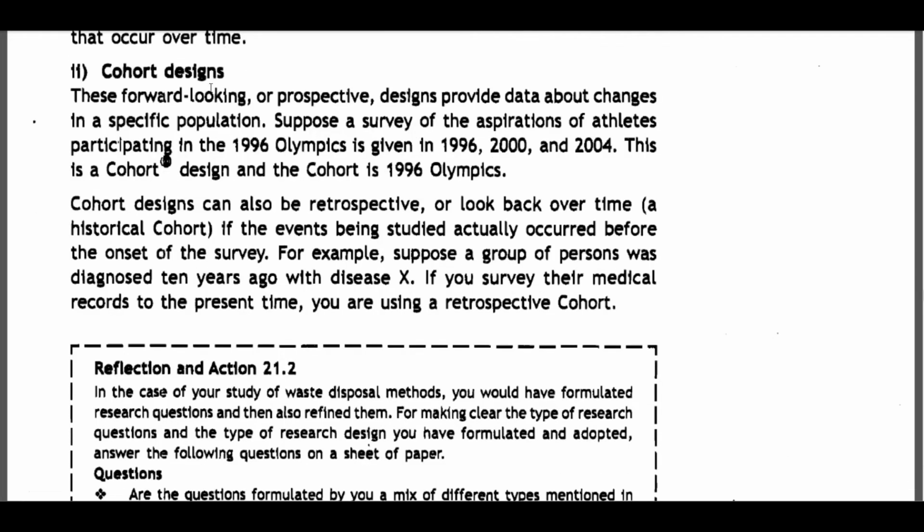Cohort designs. These forward-looking or prospective designs provide data about changes in a specific population. Suppose a survey of the aspirants of athletes participating in the 1996 Olympics is given in 1996, 2000, and 2004. This is a cohort design, and the cohort is the 1996 Olympics. Cohort designs can also be retrospective, or look back over time, if the events being studied occurred before the onset of the survey.